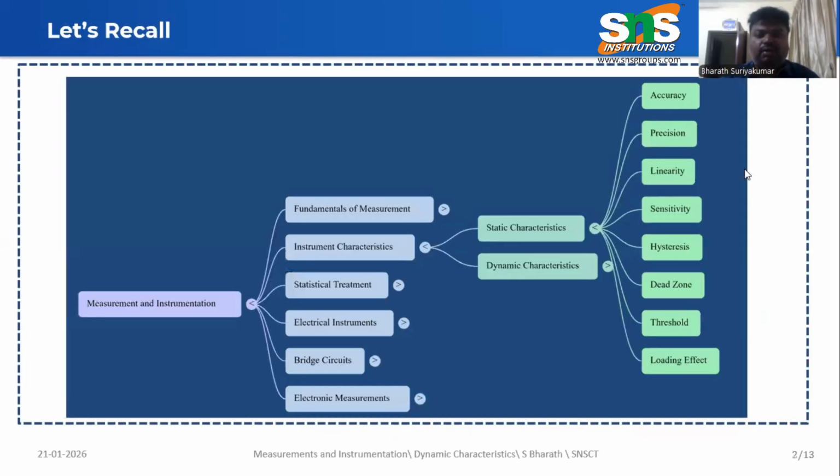Let's recall a small topic from the previous class. The static characteristics of measurement systems involve accuracy, precision, linearity, sensitivity, hysteresis, dead zone, threshold, and the loading effect. These are the various characteristics that we studied under the static characteristics.